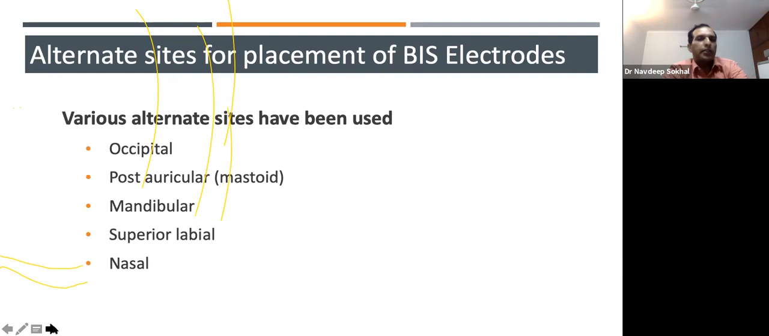Now, I told you that the site from where we record this EEG is the frontal. But are there alternate sites for these electrodes? Yes, many a times, especially when a patient is undergoing surgery over the head, it's very difficult to place the electrodes over the frontal region if there is a frontal tumor. So there have been studies where we have tried other places like occipital, placing the electrodes on the occiput, posterior auricular on the mastoid process, mandibular, superior labial, that is over the maxilla below the nose, and on nasal. So we have recorded from there.